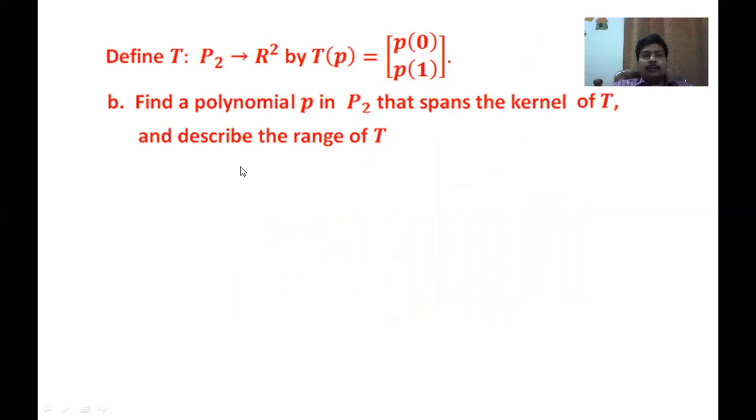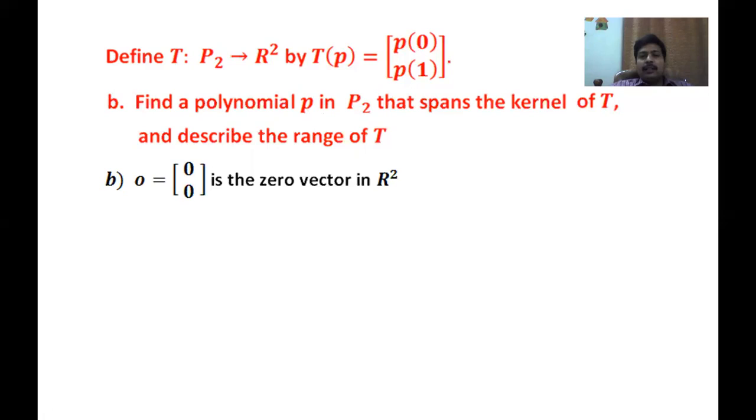This is the second one. For the same T, find a polynomial p in P2 that spans the kernel of T and describe the range of T. So we need to find a polynomial p that spans the kernel of T.